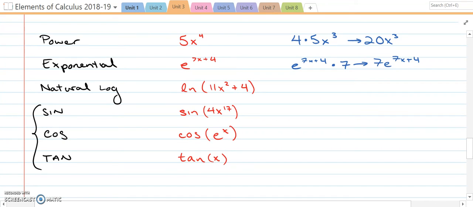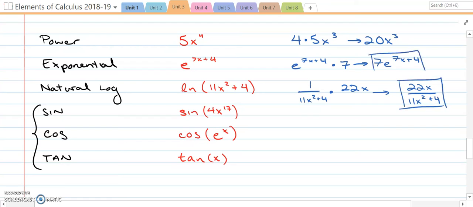The ln part, it just goes to the denominator, 1 over 11x squared plus 4. However, you need to do the chain rule on it, so it's going to have a 22x on the top. Final answer says 22x over 11x squared plus 4. Cannot be simplified at all. Cannot do anything to any of these three problems. These are your power, exponential, and natural log rules.